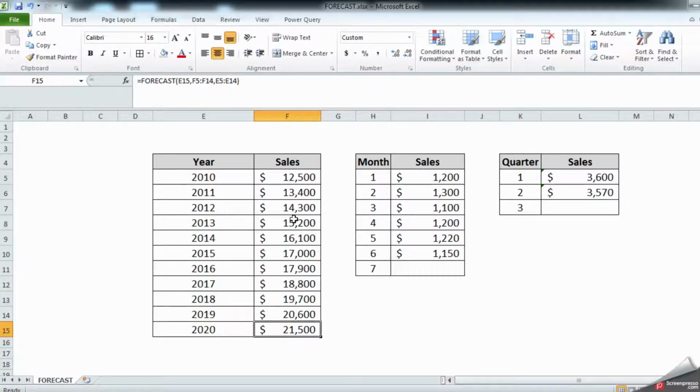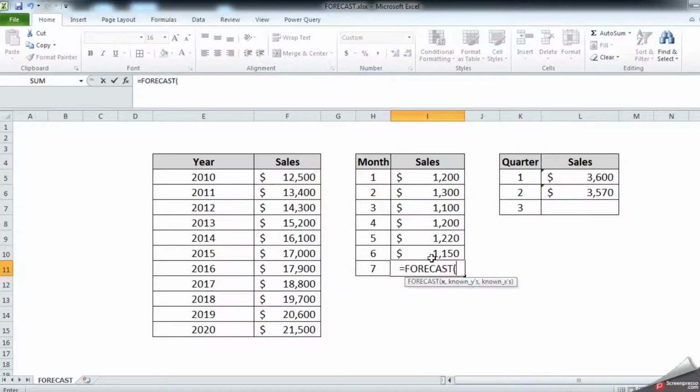Let's move on to the second example of month wise. We'll do this in the same way. Equal to forecast, give the x value, so x, this is what you need to find, comma, known y's, so the known y's is over here, your y, comma, and your known x, so your known x. So as you can see, for the 7th month it has forecasted $1,156.